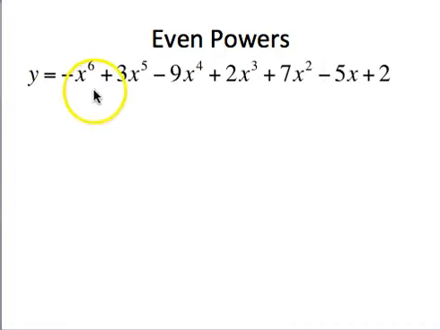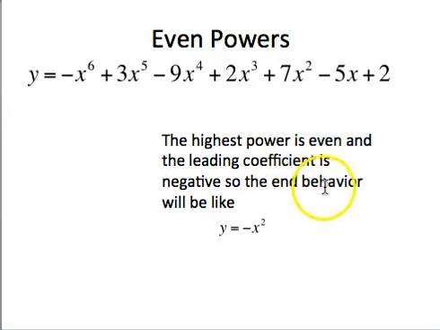Now with our next example, the highest power is still even. So we're thinking of the x squared and the negative x squared graph. But the coefficient this time is negative 1. So it's an even graph with a negative coefficient, so it's an upside down U. So we know that it should have the same general features as negative x squared. As I'm writing here, highest power is even, leading coefficient is negative. The end behavior will be like y equals negative x squared, upside down.